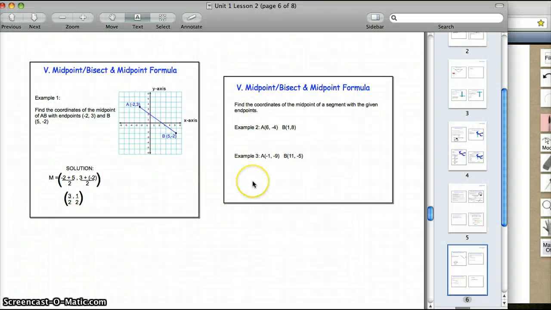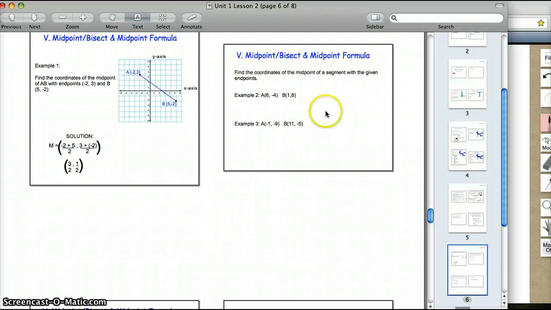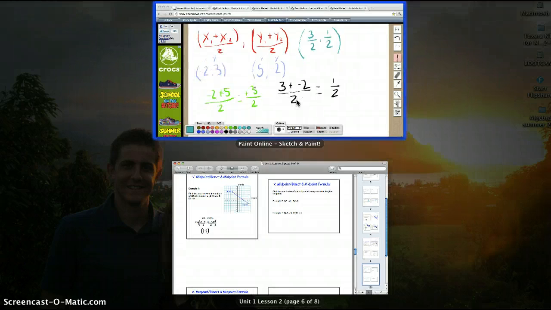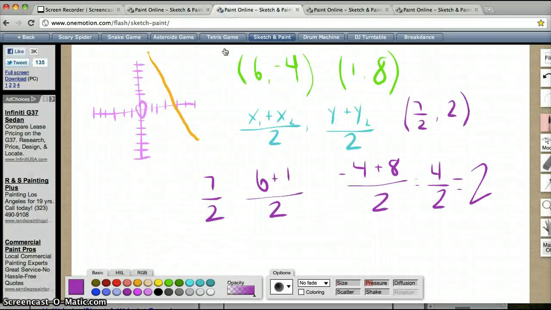Okay? So now let's use another example. So here we go, Example 2. We've got one endpoint, which is (6, -4), and the second one, which is (1, 8). And we need to find the midpoint of those two points. So here we've got (6, -4), so over 6, down 4, and then we've got (1, 8), so over 1, up 8. And we need to find the midpoint between these two.